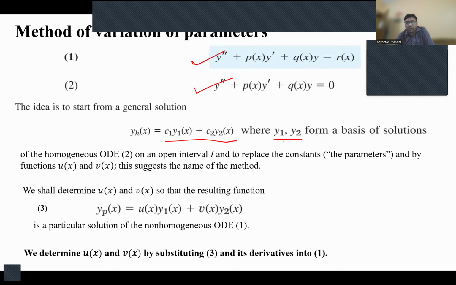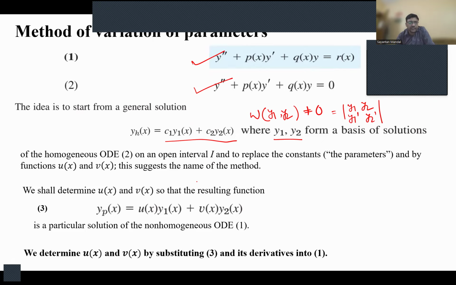What do we mean by a basis of solutions? In this case, W of y1, y2, which we have learned earlier, must be non-zero. What is W of y1, y2? It is nothing but the determinant with rows y1, y2 and y1 dash, y2 dash. This determinant must be non-zero.